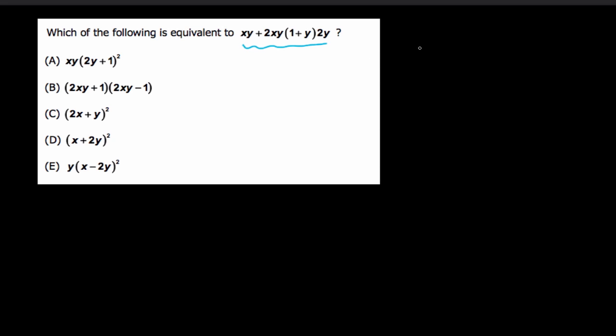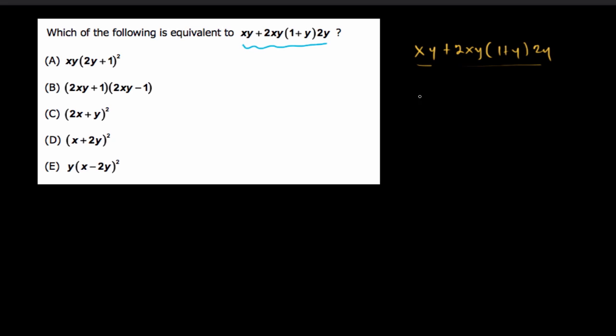So what you have there is xy + 2xy(1 + y)(2y). Looking at what we have here, I'm going to start by factorizing, because you observe we have two terms. This is one term and this is the other term. So let me rewrite this to make it clearer about the next step I'm going to do.